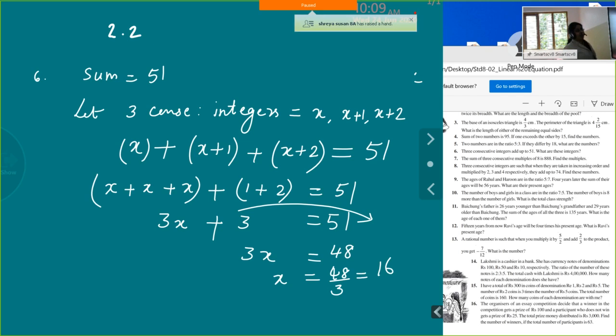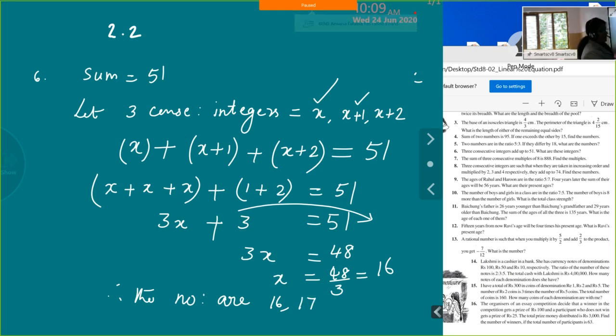X value you got it, okay? That is this x value you got, 16. So what will be the numbers? Therefore, the numbers are, okay, the first number is 16. Second one is x plus 1, 16 plus 1 is 17. Then the next number is 16 plus 2, that is 18. So the numbers are 16, 17 and 18.